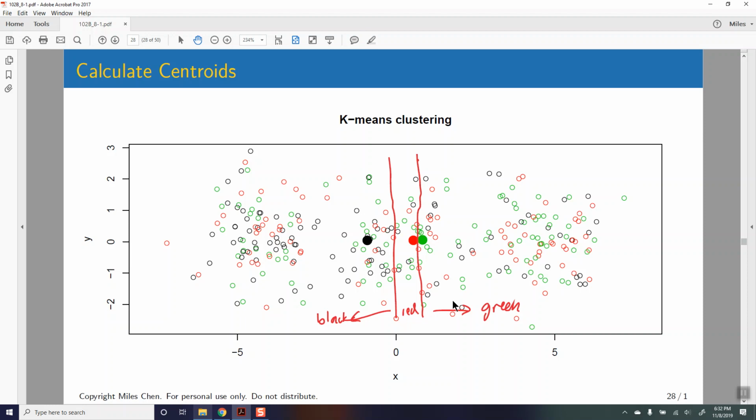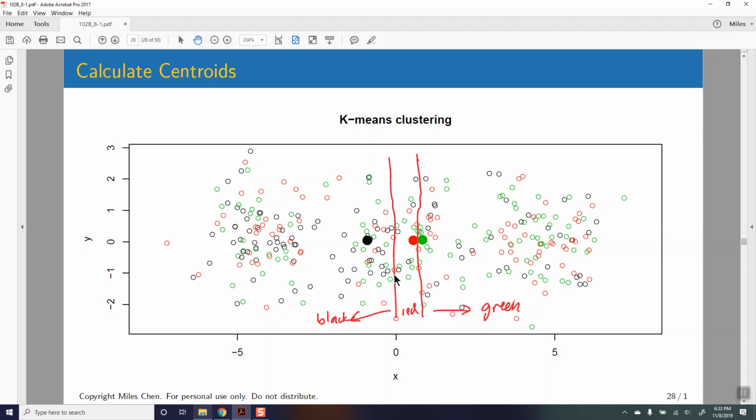Yes? Random question: what happens if there are no points assigned to a particular centroid in a particular iteration in the process? Then that centroid, poof, is gone. If for some reason in your random process no point gets assigned to a centroid, it gets lost. You end up with one fewer cluster. That's what's going to happen. It could happen. It sometimes happens, but not frequently.